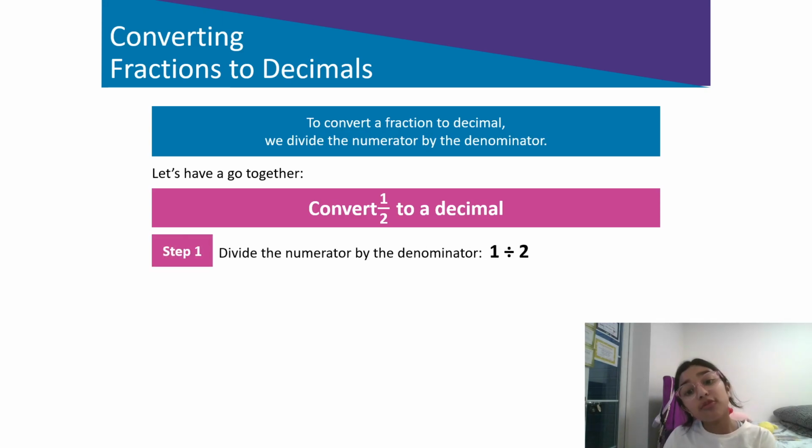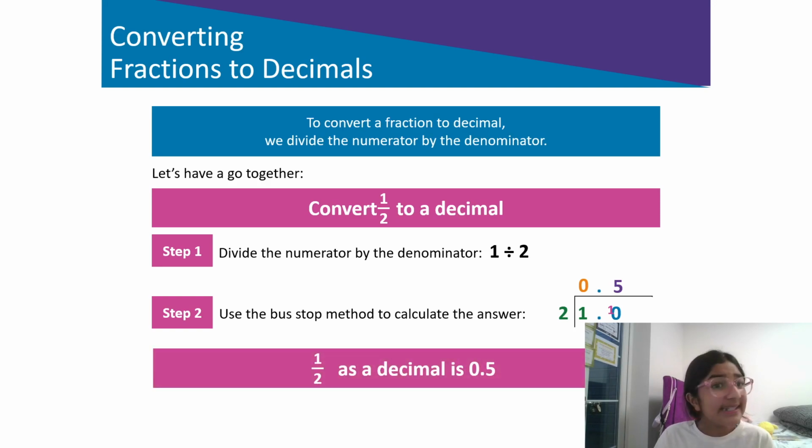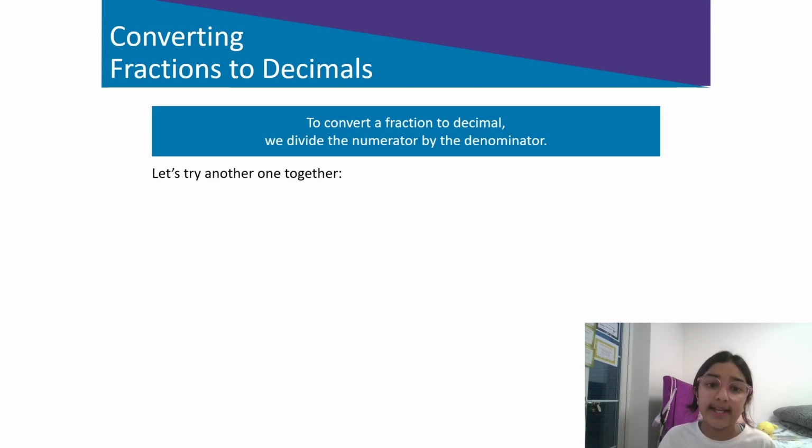Step 1. Divide the numerator by the denominator. 1 divided by 2. Step 2. Use the bus stop method to calculate the answer. 1 divided by 2. 2 goes into 1 0 times, so you add the decimal point. That means it becomes 10, and 2 times 5 is 10. So 0.5 would be your answer. Easy as that. Let's try another one together.